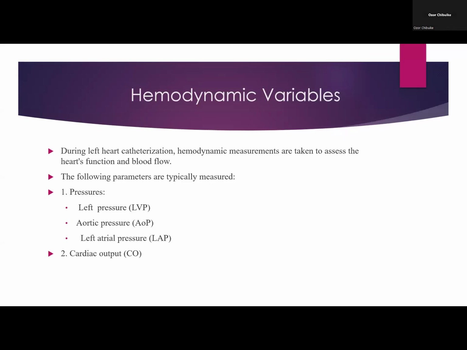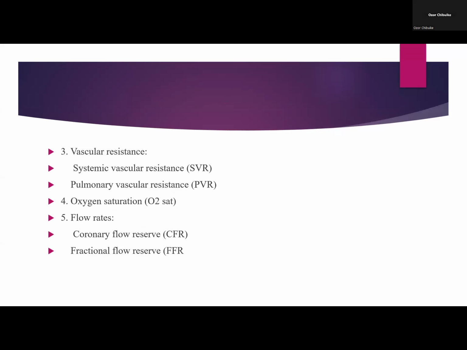Ozo. Please, your left-heart catheterization can help us in accurately measuring certain parameters such as pressures. We can directly measure the left ventricular pressure, the aortic pressure, and then the left atrial pressure as well, and then also directly measure the cardiac output. So we can also directly measure the vascular resistance. We can measure the systemic vascular resistance, the pulmonary vascular resistance, as well as the measurement of the pulmonary capillary wedge pressure.